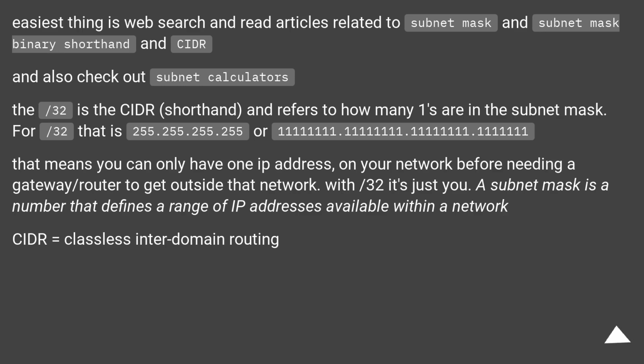255.255.255.255 or 11111111.11111111.11111111.11111111. That means you can only have one IP address on your network before needing a gateway/router to get outside that network. With /32 it's just you. A subnet mask is a number that defines a range of IP addresses available within a network. CIDR equals classless inter-domain routing.